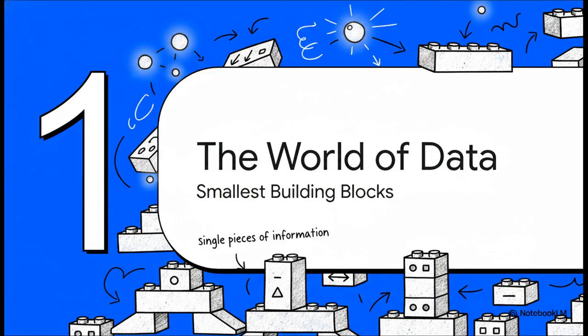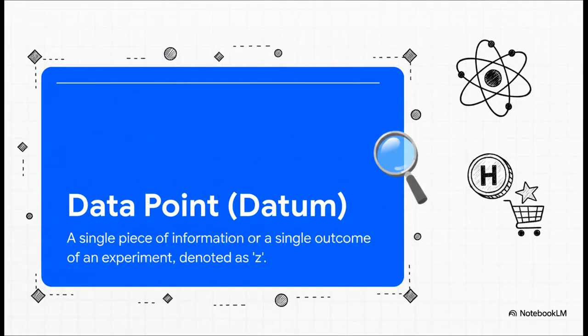All right, first things first. We have to start with the most fundamental concept there is. You can think of it as the single Lego brick of this entire system, a single piece of information. And here it is. We call it a data point, or a datum, and we'll use a lowercase z to represent it. So what is z? Just think of it as one single thing we observed. The result of a coin flip landing on heads? That's a z. A customer buying a particular product? That's another z. It is the absolute, most basic building block we have.